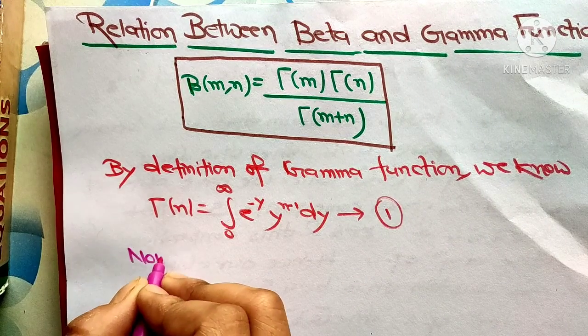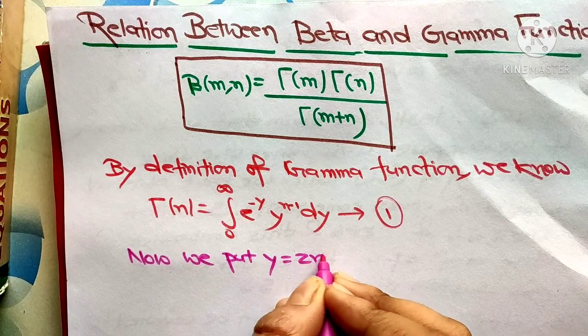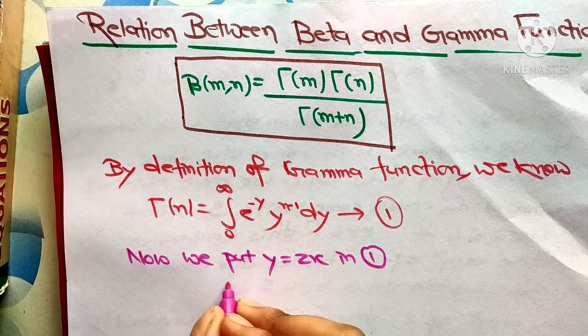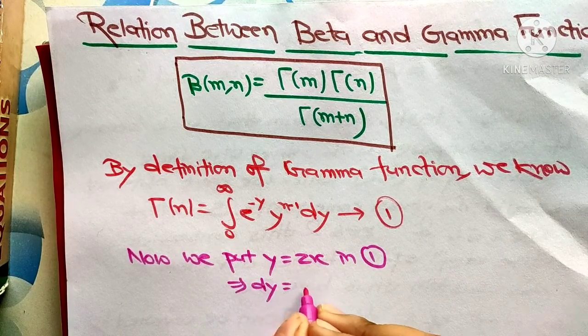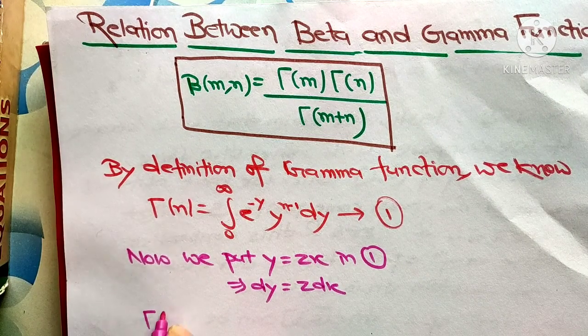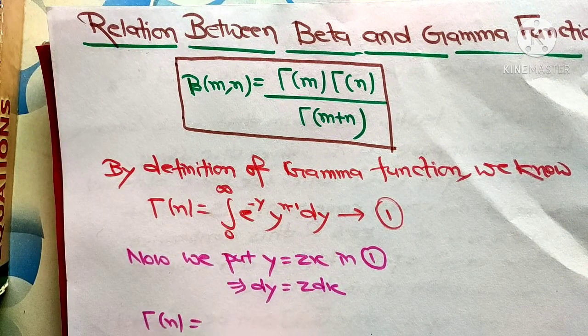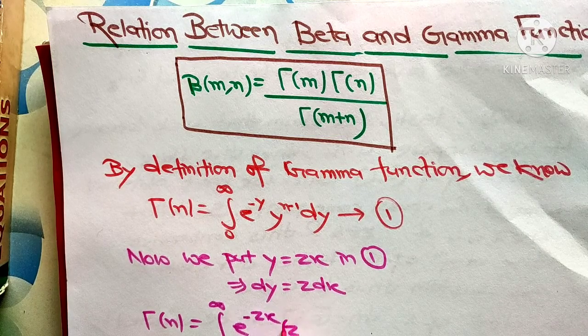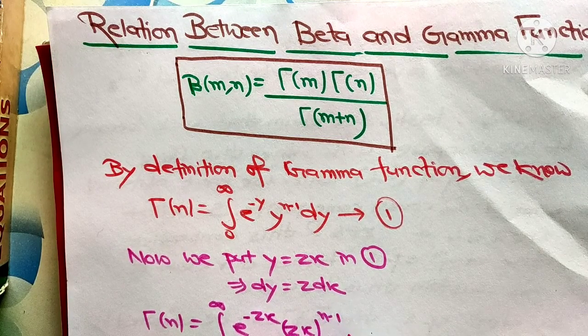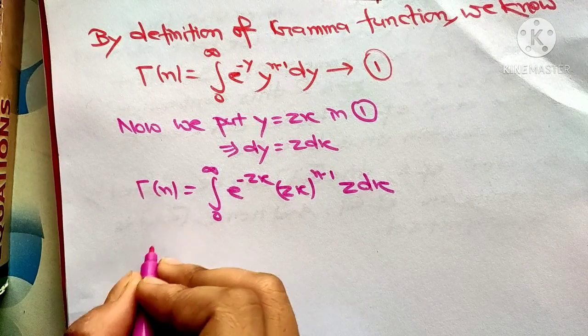Now we put y is equals to zx in 1, so dy is z dx. Change the limits accordingly. It will be the same: e to the power minus zx, x to the power n minus 1, z dx. Okay, now solve it.